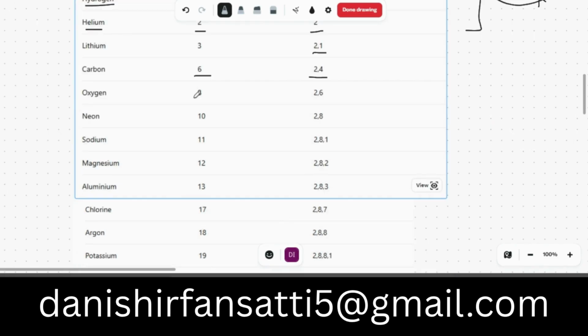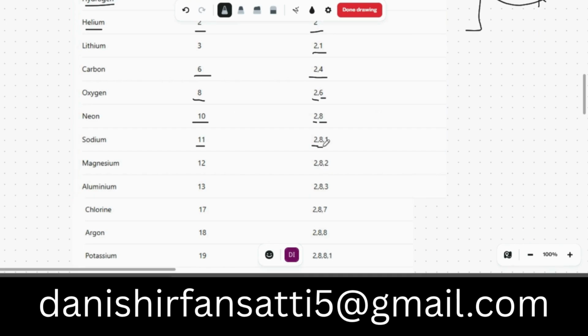Oxygen has 8 electrons. So in the first shell it has 2 electrons and in the second shell it has 6 electrons. Neon has an atomic number of 10. So it has 2 electrons in the first shell, 8 electrons in the second shell. Now the second shell is also completed. The most number of electrons accommodated by the second shell is 8. For sodium, we have completed our first shell with 2 electrons, then the second shell with 8 electrons, and the last one, the third shell, only has 1 electron.